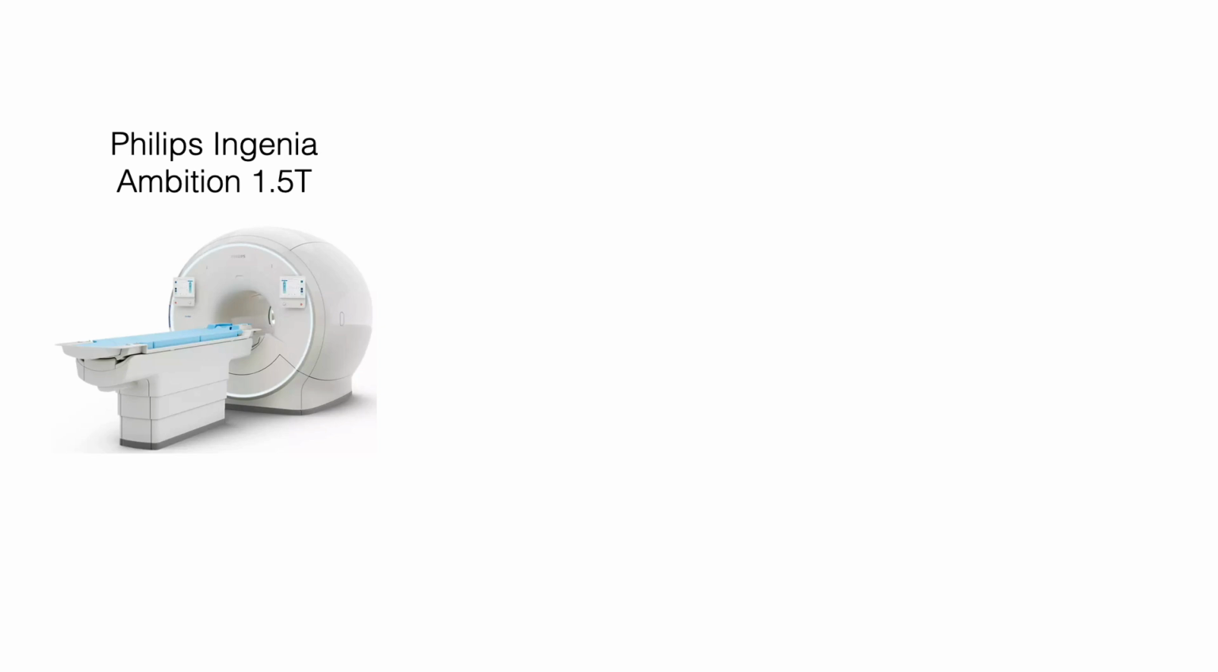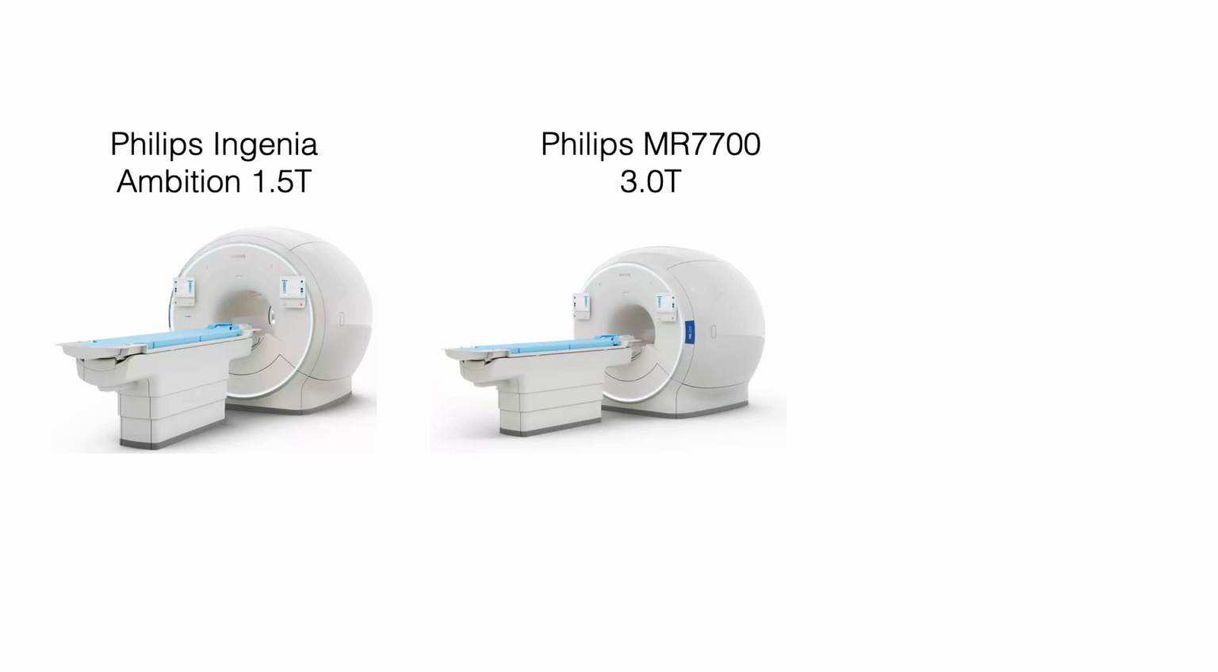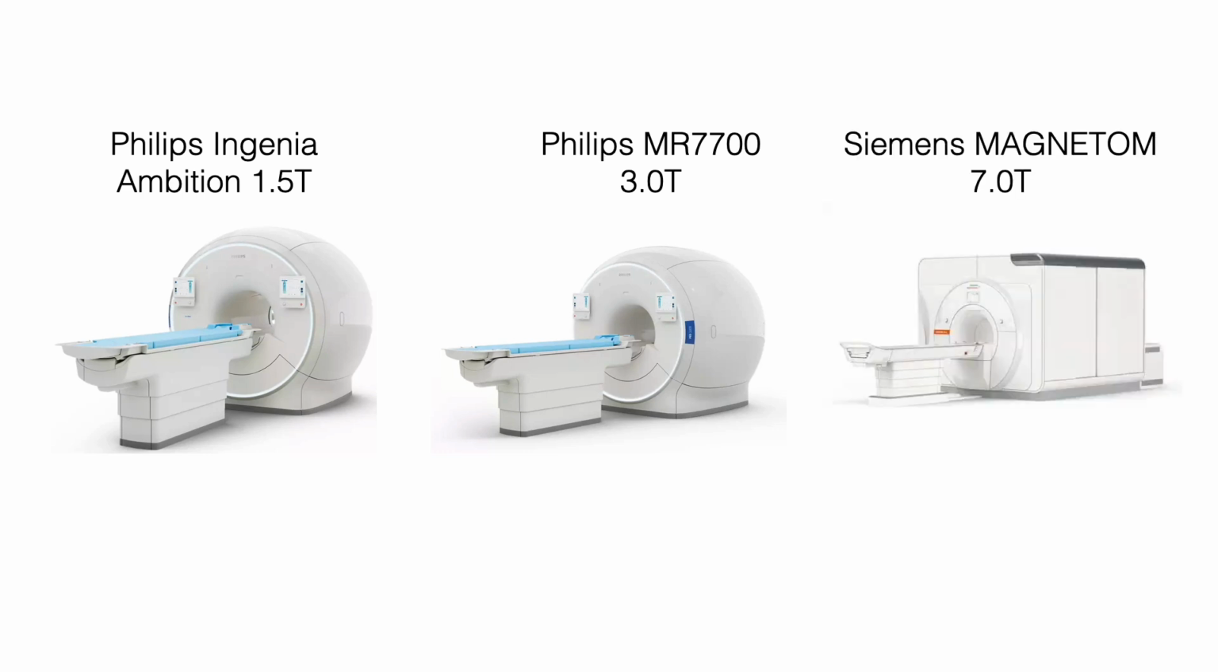So how do you go about increasing the size of the main magnetic field? Well, you have to purchase a new MRI machine. Here's a Philips Ingenia Ambition 1.5 Tesla machine. Here's a Philips MR7700 3.0 Tesla machine. And here's a recently developed Siemens Magnetom 7 Tesla machine. This is the limit for current clinical MRI machines. They don't really go larger than this for clinical MRI. And there are trade-offs to increasing the strength of the main magnetic field. Yes, you get a higher signal-to-noise ratio, but for example, you'll get less magnetic field homogeneity across the image, which can cause other artifacts.